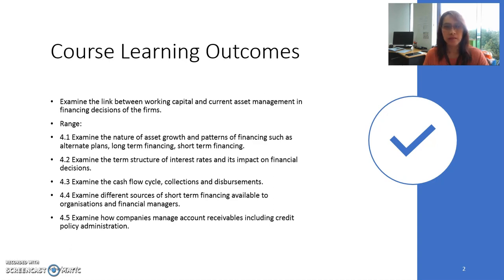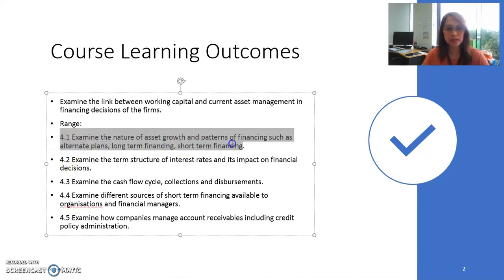CLO4 would be talking about working capital and current asset management. Take note, this is part of your final exams. And there would be a couple of ranges. The first range would be 4.1. Examine the nature and growth of asset growth and patterns of financing, such as alternate plans, long-term financing, and short-term financing.